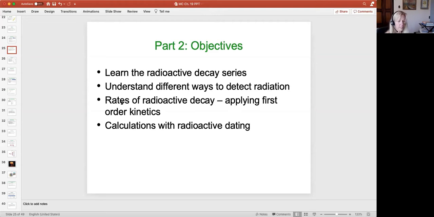So we're going to go back to kinetics and we're going to apply only first order kinetics, so we don't have to worry about finding reaction orders because all of radioactivity is going to follow first order kinetics in terms of the rate. And then we're going to, in our Zoom meeting, do some calculations with radioactive dating. So we'll just kind of introduce that here.